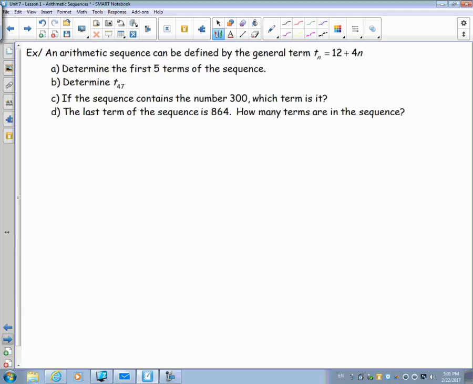So an arithmetic sequence is defined by this expression, Tn equals 12 plus 4n. Find the first 5 terms of the sequence. Okay, we can do that. Term number 1 would be 12 plus 4 times 1. In other words, 16. Term 2 would be 12 plus 4 times 2. 20. Term 3, 12 plus 4 times 3.